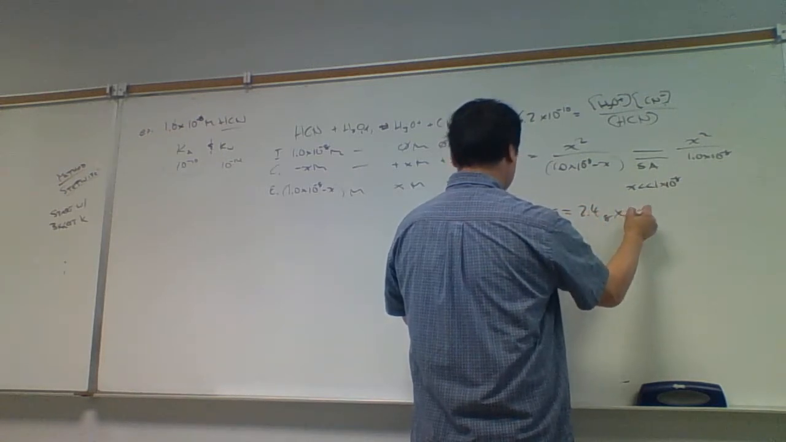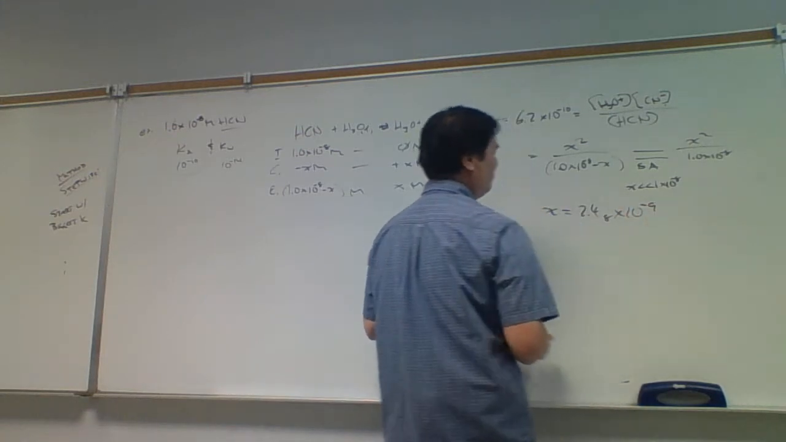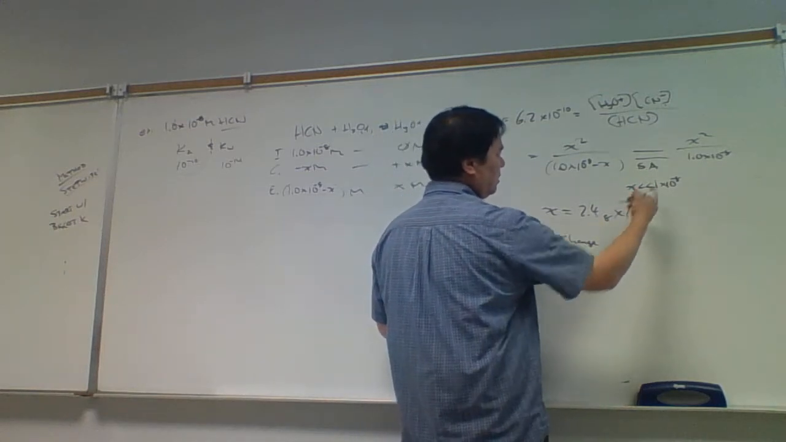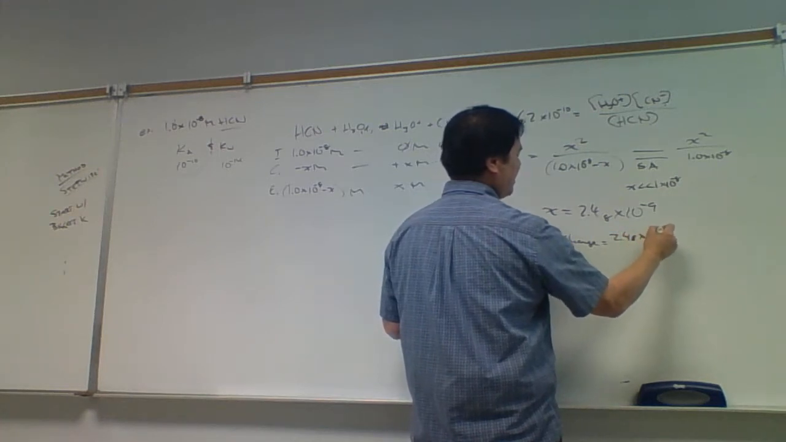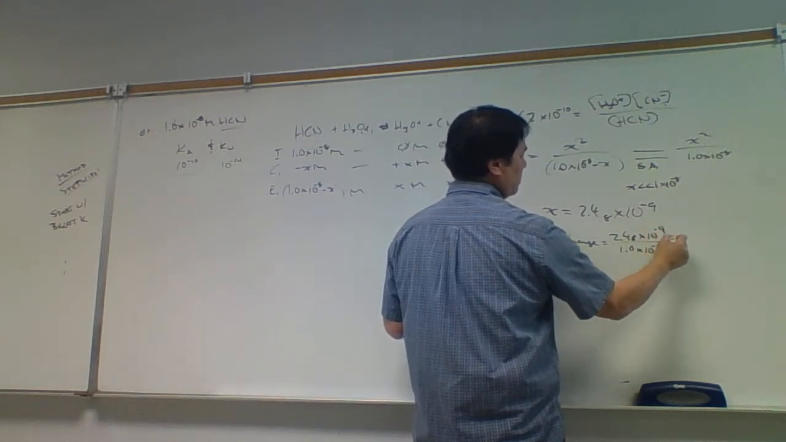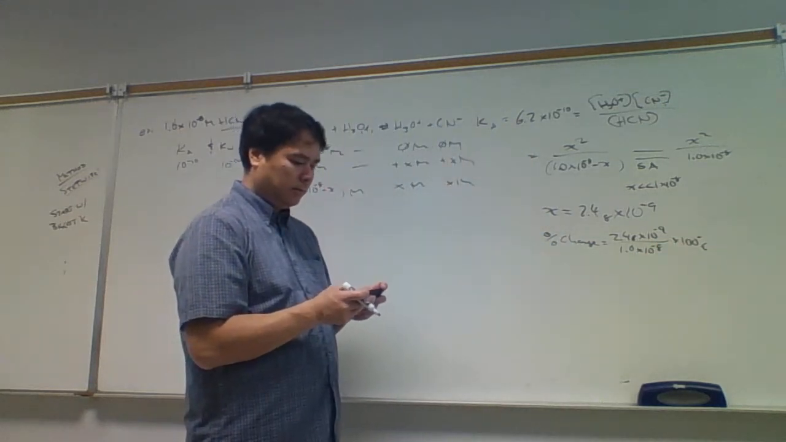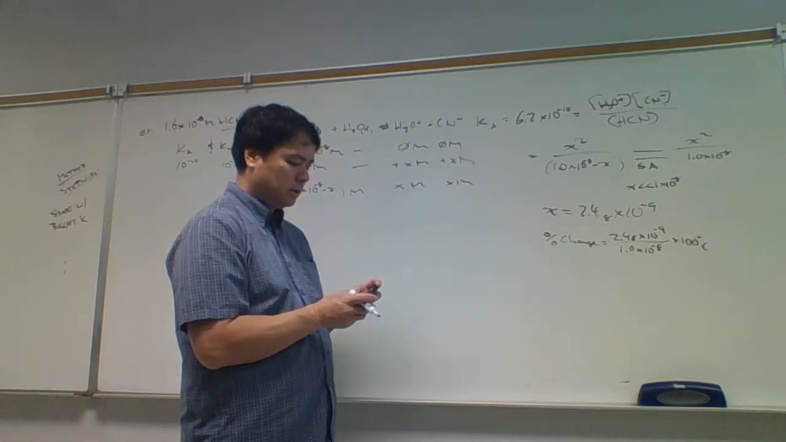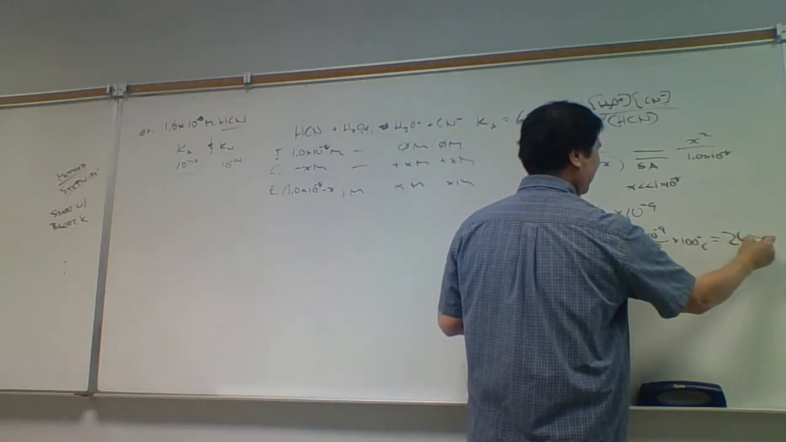2.48 times 10 to the minus 9 compared to 3.679 times 10 to the minus 9. So we'll do a percent change for this. Percent change will be this over the initial. So it's going to be equal to 2.48 times 10 to the minus 9 divided by 1.0 times 10 to the minus 8, times 100%. It comes out to 24.89%.